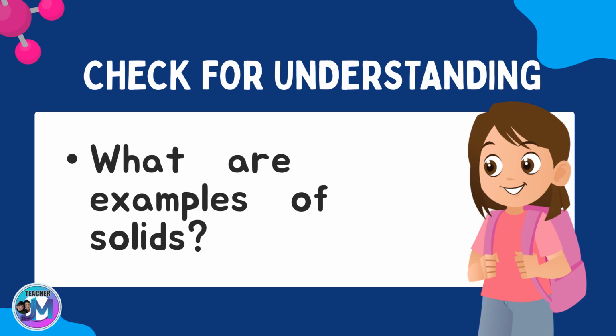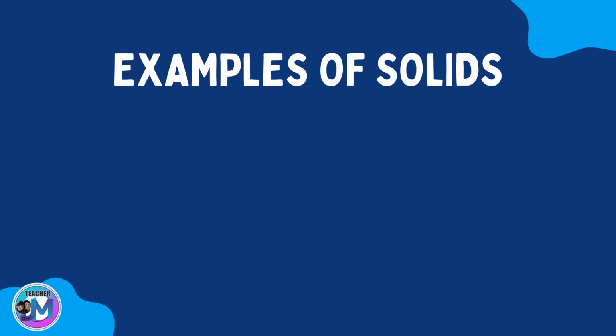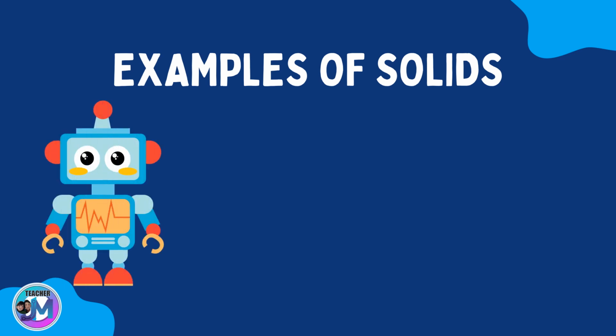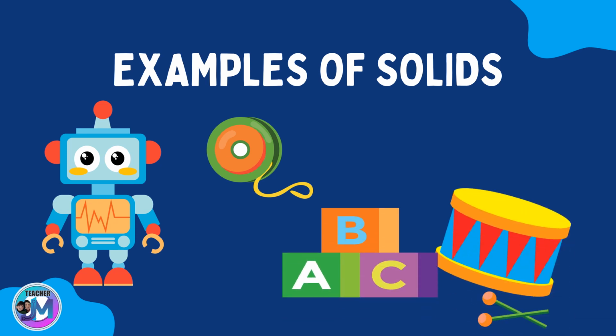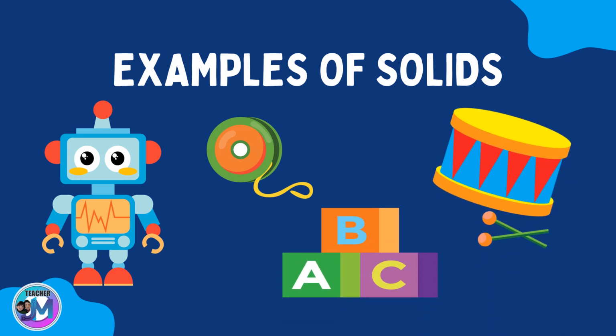What are examples of solids? Here are some examples of solids: a toy robot, a yo-yo, blocks, and a drum. Solids have a fixed shape and volume, that even if you move it from one place to another, it doesn't change its size or shape unless you do something to it.